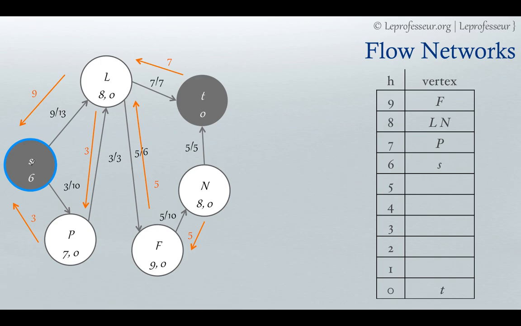And as you can see here, the heights or altitudes of the different vertices are in this table. And finally this algorithm completes. And what is the flow value here? How much is the maximum flow? Maximum flow is 9, which is going from S to L, and 3, which is going from S to P. So that much, 12, would be the maximum flow value.